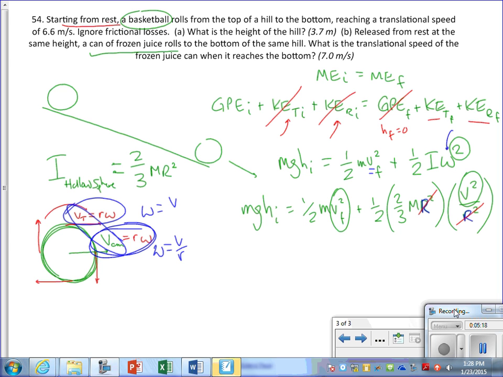And look what we end up with. mgh initial equals 1/2 m V final squared plus 1/2 times 2/3, that's 1/3 m V squared. Look at that, and it is V final. Now we can get rid of a factor of m everywhere, or you can do that in the next step.